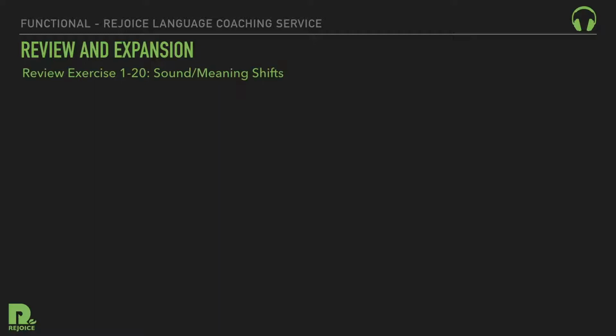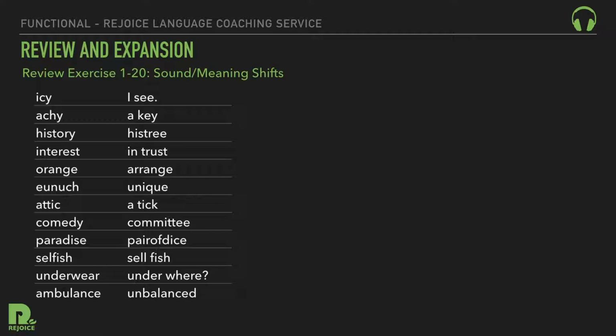Review exercise 120. Sound meaning shifts. Icy. I see. Achy. A key. History. His tree. Interest. In trust. Orange. Arrange. Eunuch. Unique. Attic. A tick. Comedy. Committee. Paradise. Selfish. Underwear. Ambulance. Unbalanced.